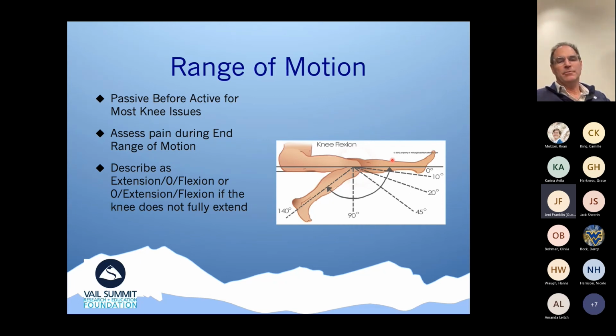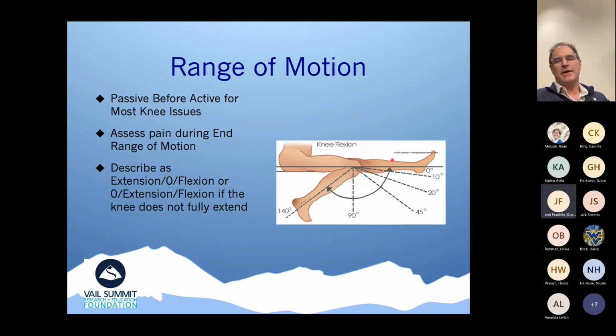When will active range of motion be greater than passive range of motion? It won't. So your active range of motion will maybe equal your passive range of motion, but it'll never be greater. So decreased active range of motion, but normal passive range of motion is most likely going to be a muscle or tendon type of problem, quad tendon tear, patellar tendon tear, something like that.